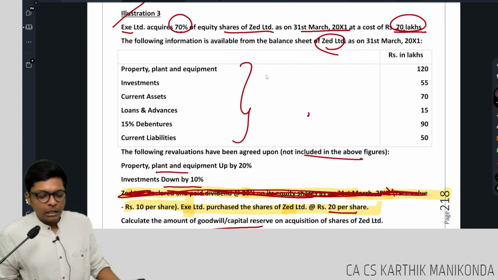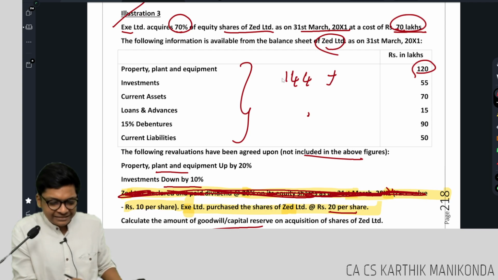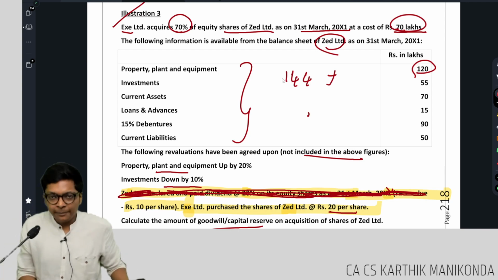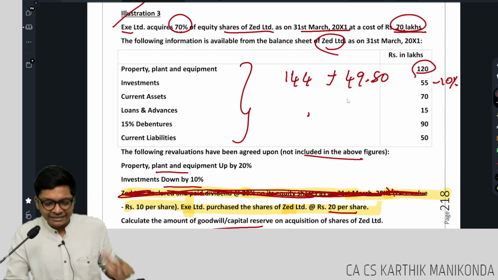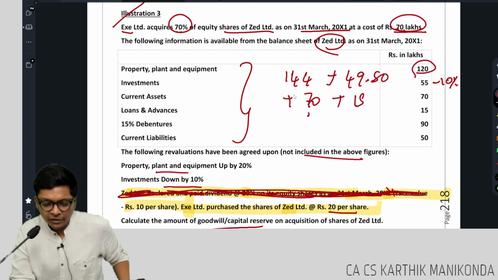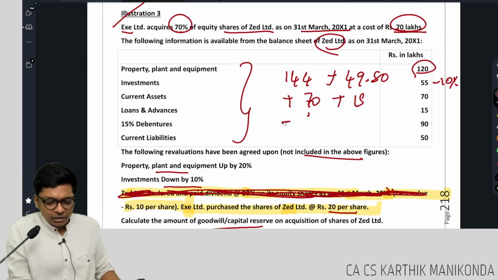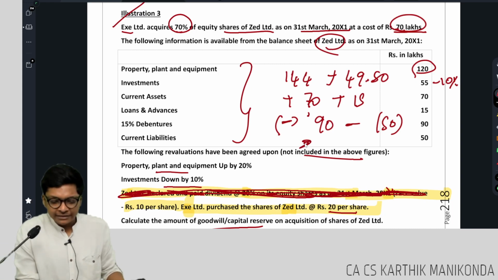Asset, all assets I will add. How much is PPE? Will I take 120 or 144? They did revaluation. So 144 for PPE plus investments are down by 10%. So 55 minus 10%, how much? 49.5. No other adjustments, correct? That's it. Rest you add like that. Plus 70 plus 15, correct? This is my assets. So 144 plus 49.5 plus 70 plus 15 minus liabilities 90 minus current liabilities 50 minus debentures and liabilities. How much you are getting, guys?